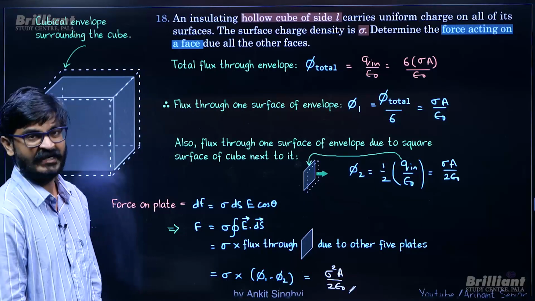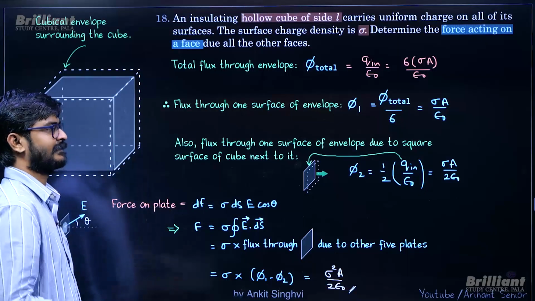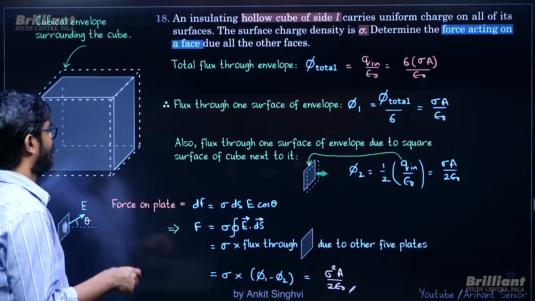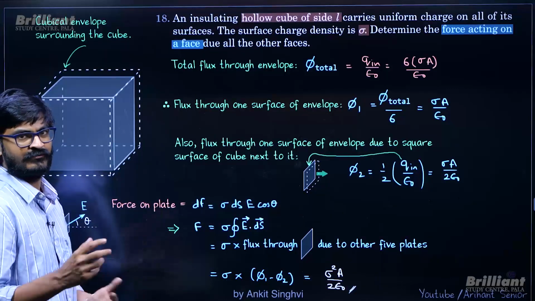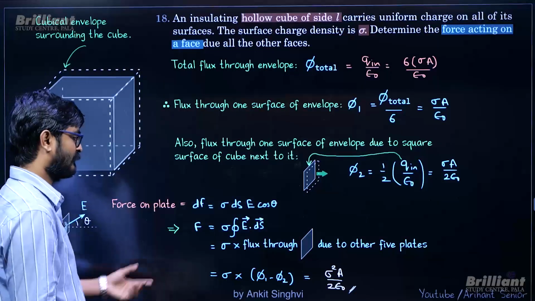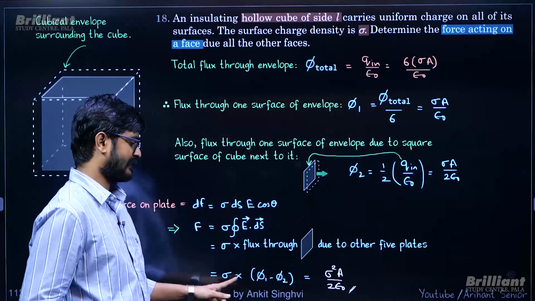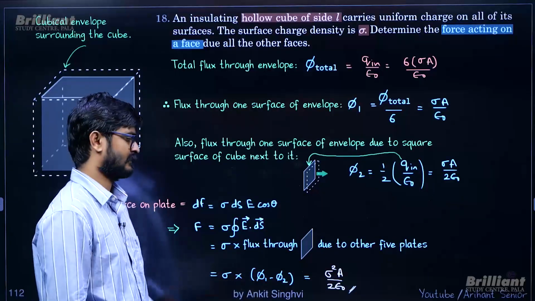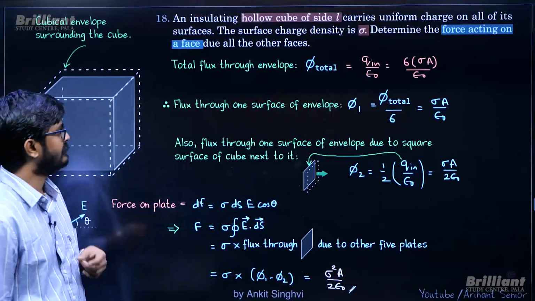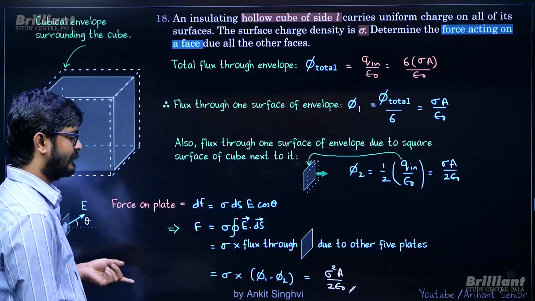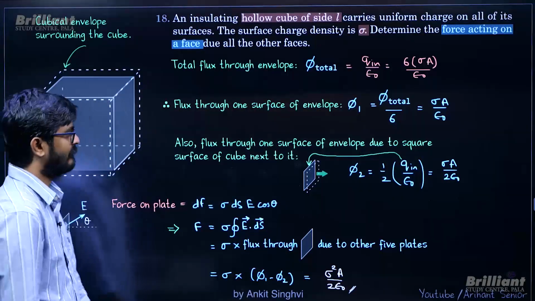See, this kind of thing we have already discussed in the revision class. So when it is a symmetrical situation and when you know the flux, then you can write the force is going to be charge density times flux. So this idea was already taken in revision class. So now what we need to do, we need to find the flux because of the remaining 5 surfaces.